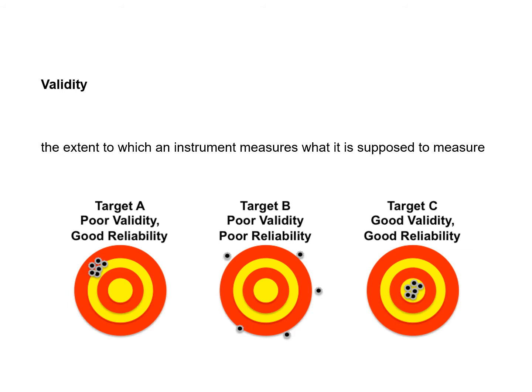We can use exactly the same targets to represent validity. First of all, the definition of validity is the extent to which an instrument measures what it is supposed to measure. So we already know that there's only one valid target here, and that's the one on the right, which has got good validity and good reliability. Just to reiterate, it's valid because it hits the target, it hits what you're meant to hit.